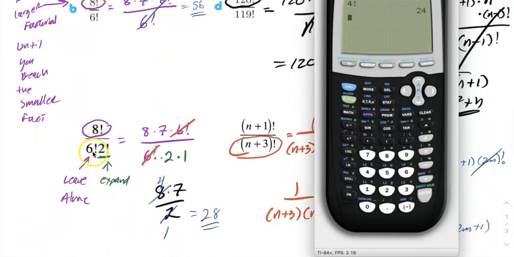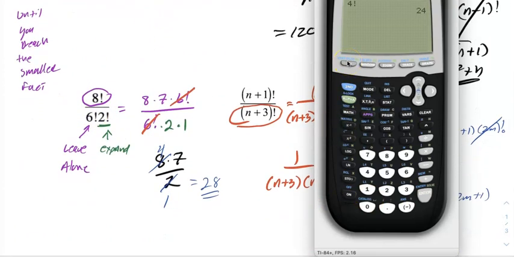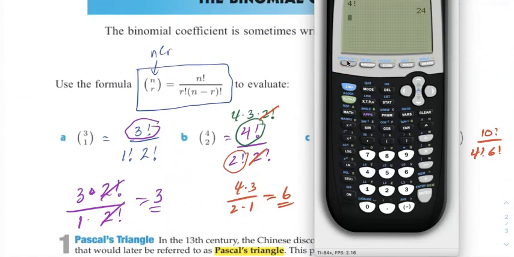Now, if you're going to do something like this on the calculator, you're going to have to use parentheses on the bottom to make sure they're together, or you can use a fraction button. But there is a better way to do this.